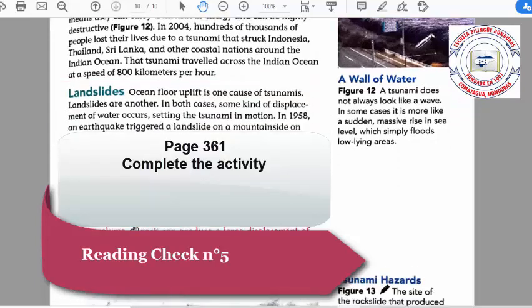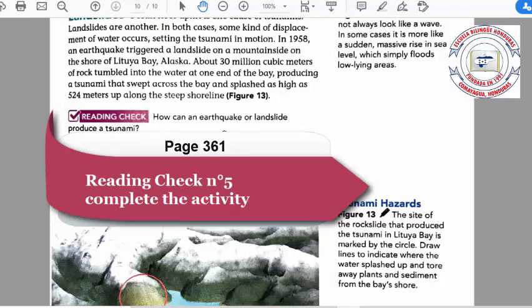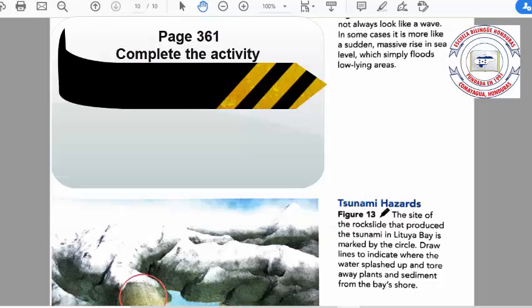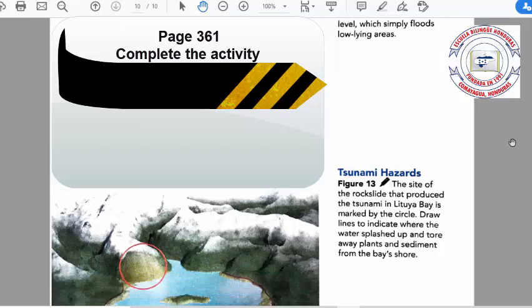You have another reading check. You have a question over there. How can an earthquake or landslide produce a tsunami? You have some lines over here to complete that question.